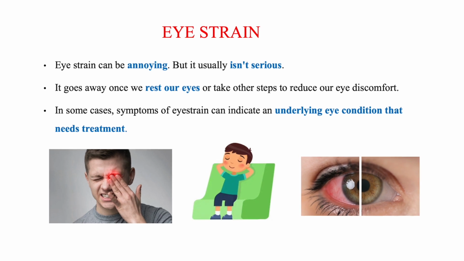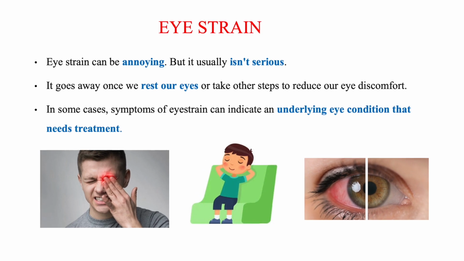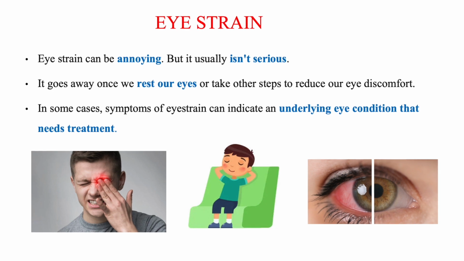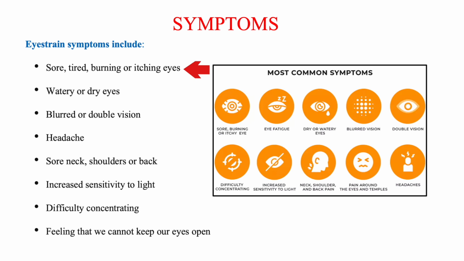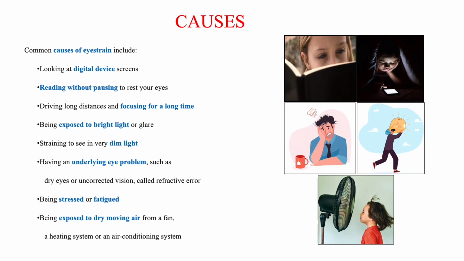In some cases, symptoms of eye strain can indicate an underlying eye condition that needs treatment. What are the symptoms? Sore, tired, burning or itchy eyes, watery or dry eyes, blurred or double vision, headache, sore neck, shoulders or back, increased sensitivity to light called photophobia, difficulty concentrating, feeling that we cannot keep our eyes open.